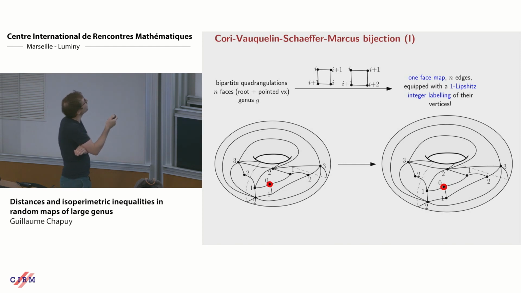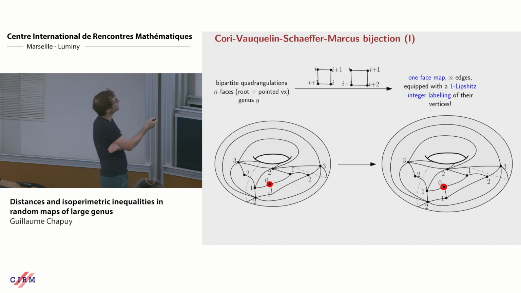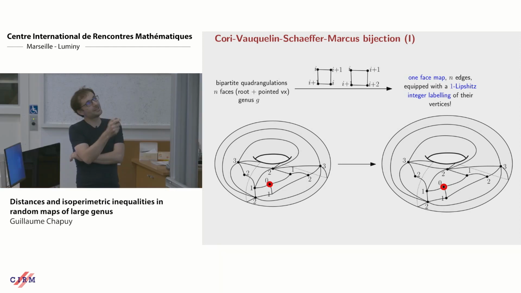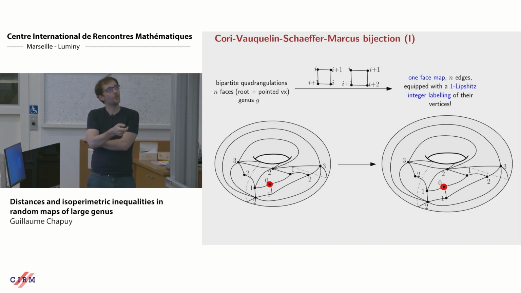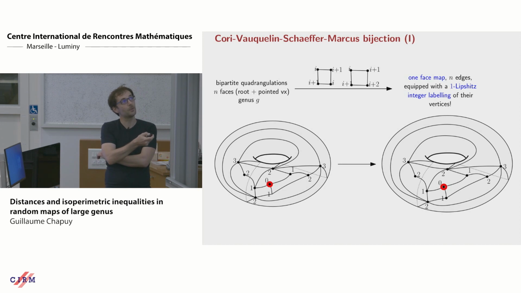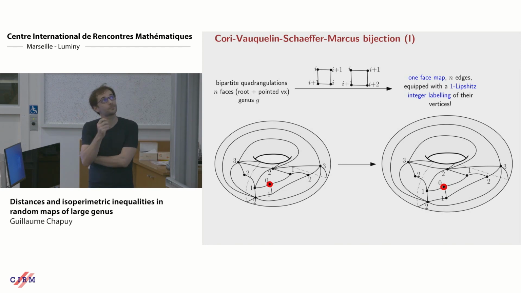You start with a bipartite triangulation with n faces, like this, on, say, a genus 1 surface, but you can take genus G, and for some reason you mark a vertex. This is my marked vertex, and then I'm going to label the vertices of my triangulation by their distance to the root. So this one has label 0, the neighbors have label 1, the neighbors have label 2, and so on. That's just what you do.